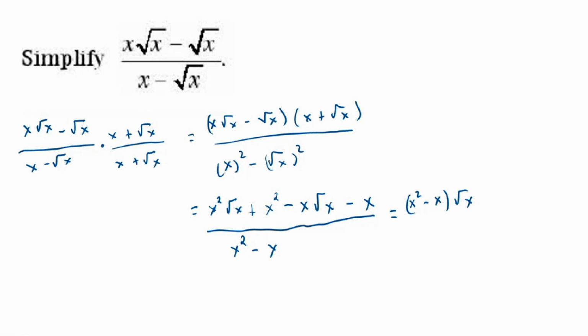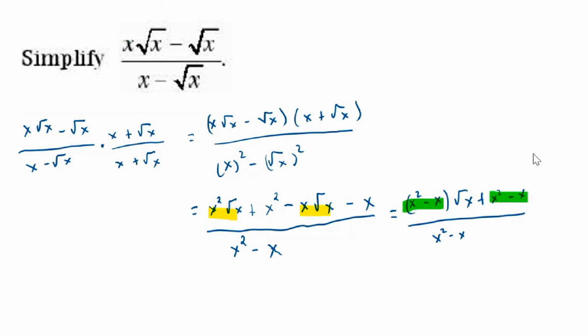And then this is what I combine, the square root of x and this one because they have the same radicand. So combining their coefficients, we have now x squared minus x times the square root of x. And then we have plus x squared minus x all over x squared minus x. Okay, so as you can see here in the numerator, we have x squared minus x, and we also have x squared minus x.